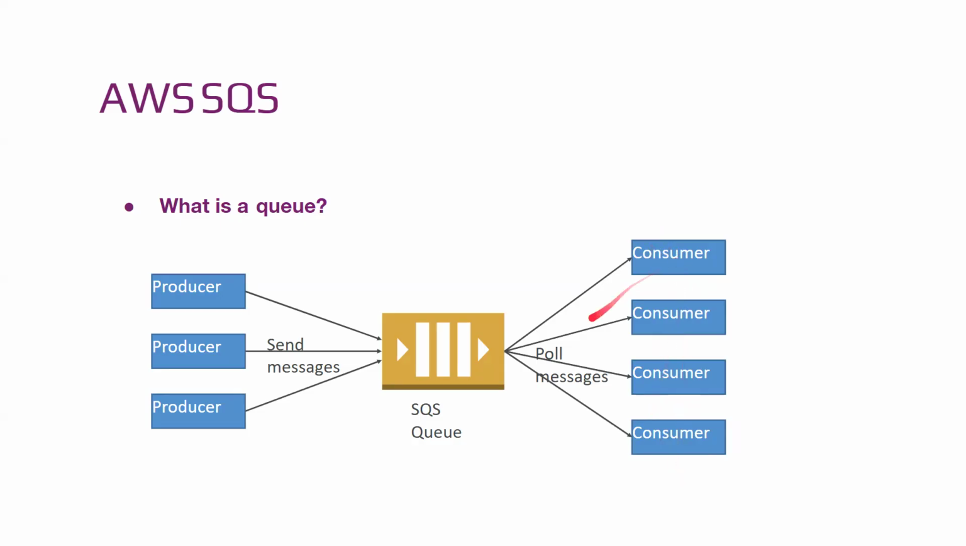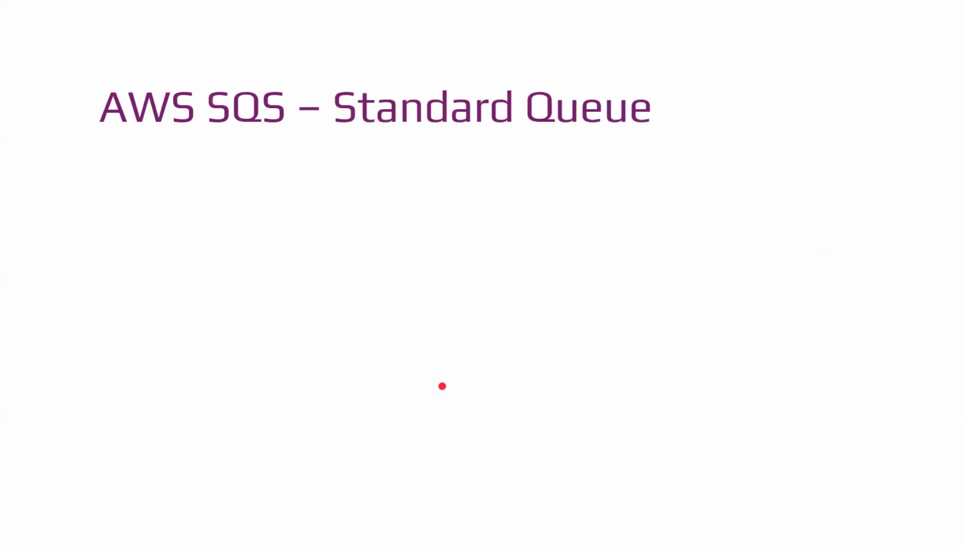So when this consumer is available, it will pull the message from this SQS queue. It will process that message and send it to the next level, maybe an S3 bucket or somewhere else where it wants to load. These are the producers, these are the consumers, this is the SQS queue. Clear? Now we'll see the standard queue. This is a fully managed service, and here creating instances and all is not required.